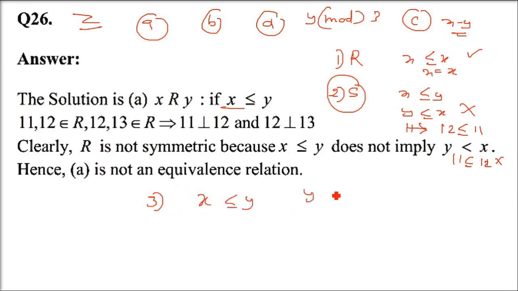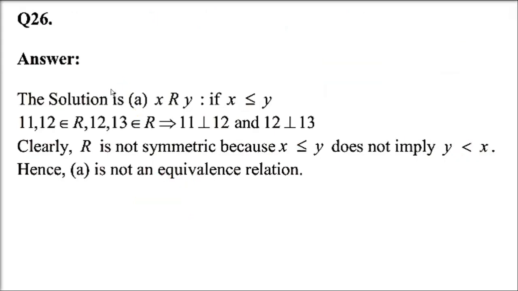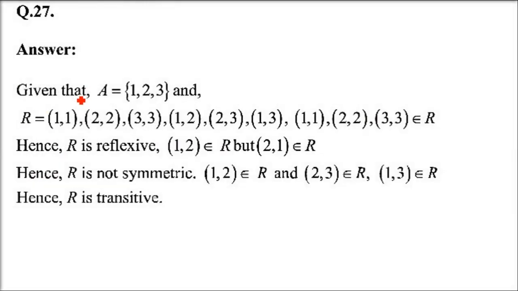X is less than or equal to Y. Y is less than or equal to Z. So X should be less than or equal to Z. We assume the first 2 to be true, and the third, whether it is true or false. Just see here. Let me take a number. It will just say X is less than or equal to Z.